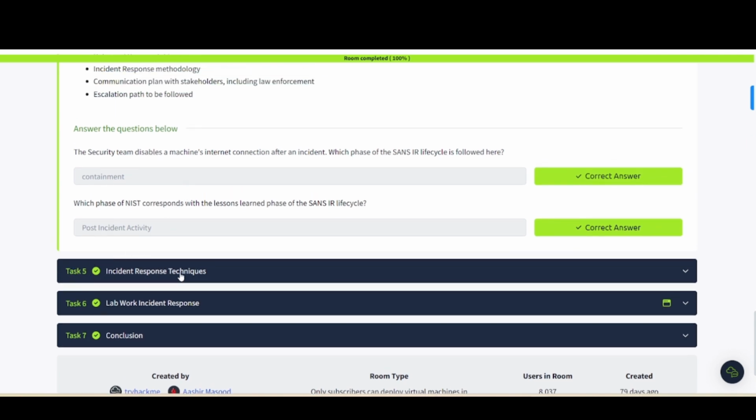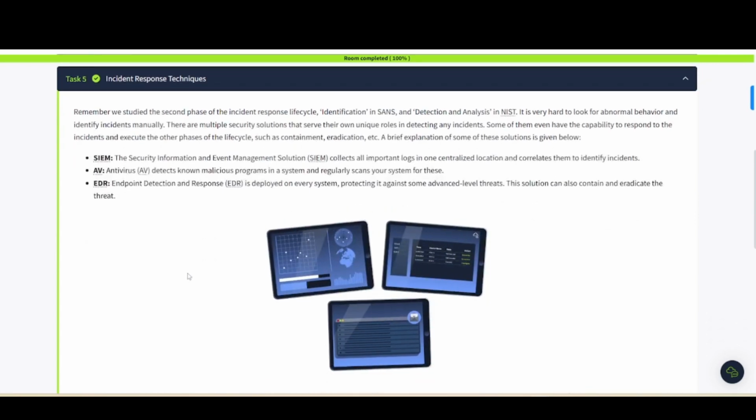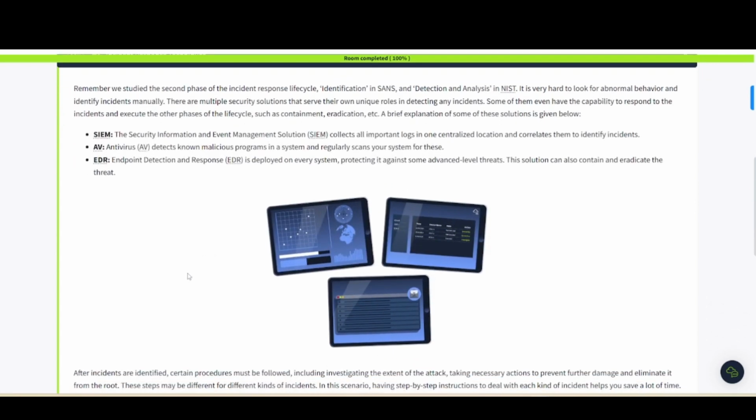Task number 5, incident response techniques. So let's see what they're talking about here. Remember, we studied the second phase of the incident response lifecycle, identification in SANS, and detection and analysis in NIST. It is very hard to look for abnormal behavior and identify incidents manually. There are multiple security solutions that serve their own unique roles in detecting incidents. Some of them even have the capability to respond to incidents and handle the other phases of the lifecycle, such as containment, eradication, etc.